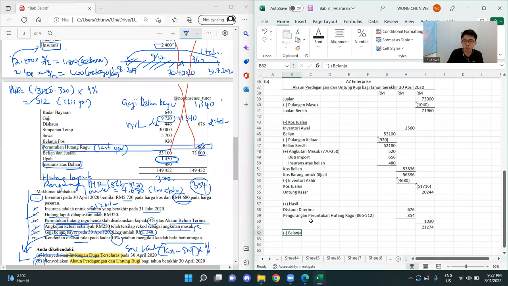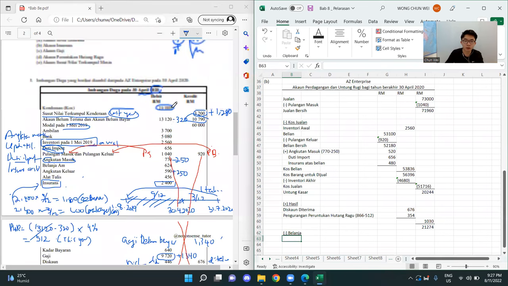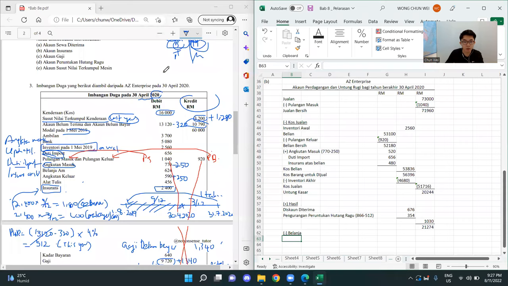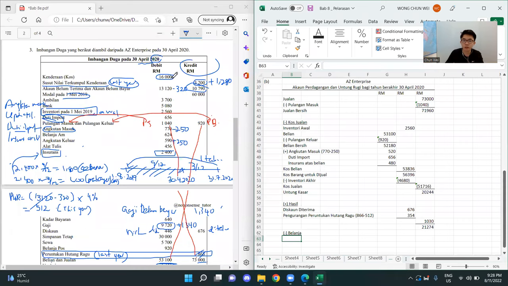So the belanja will be focusing on the debit side, right? So on the debit side, you go kenderaan, no, because kenderaan is an asset. Asset in the PKK, ABT is an asset. Ambulan is in the PKK, bank is in the PKK. When I say PKK, means Penyata Kedudukan Kewangan. This is not a PKK. This is a Kedudukan dan Untung Rugi.